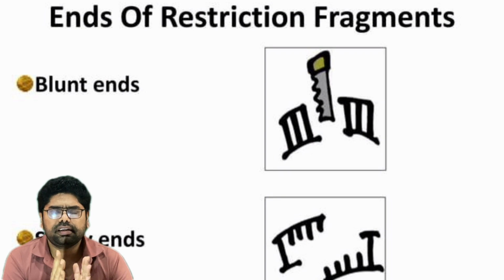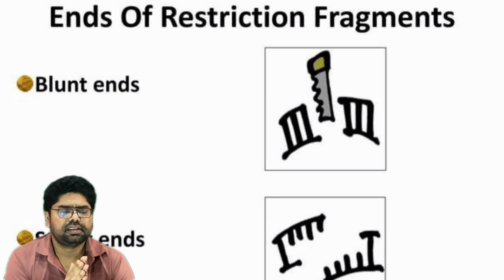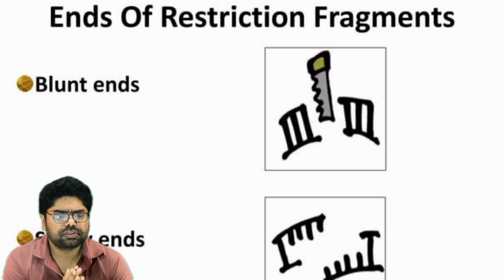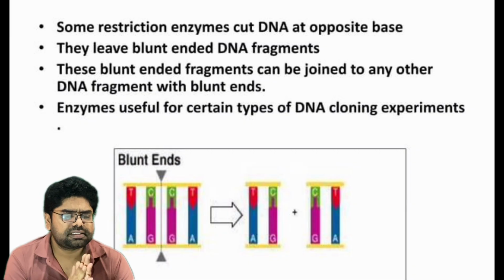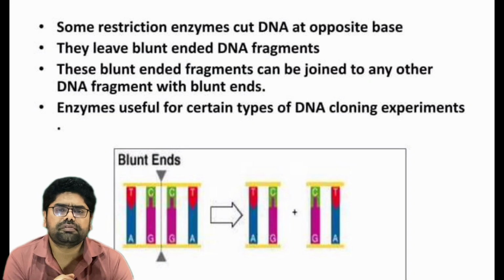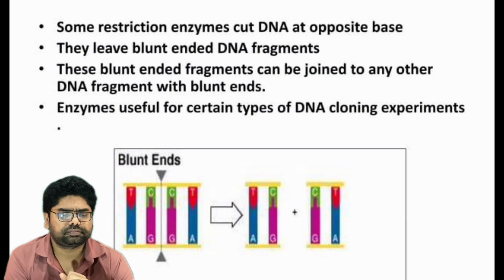Now, what ends does a restriction enzyme generate? The ends of restriction fragments are of two types, that is blunt ends and sticky ends. Blunt ends: some restriction enzymes cut DNA at opposite bases. They leave blunt-end DNA fragments. The blunt-end fragments can be joined only to other DNA fragments with blunt ends. Enzymes useful for certain types of DNA cloning experiments are those that create blunt ends.